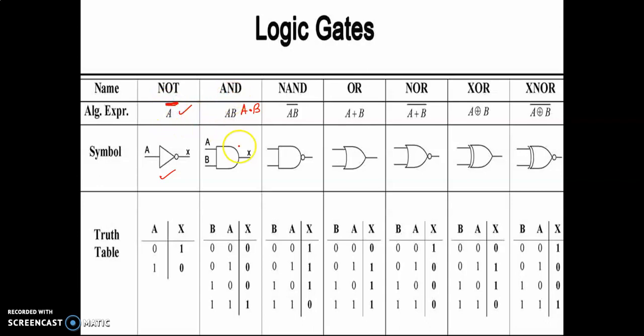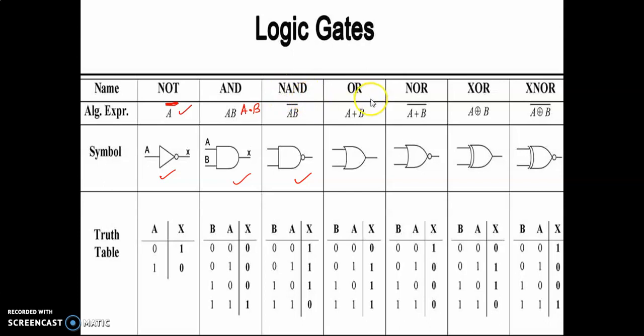Okay. AND is denoted by this symbol. And it is also given by the expression AB or A dot B. Both of them signify A dot B or AND operation. The symbol for NAND is the same symbol as that of AND, followed by a bubble because it is actually the inversion of AND. The algebraic expression is AB with a bar above it to signify that it is a NOT of AB.